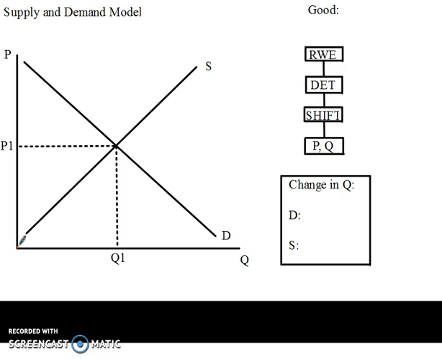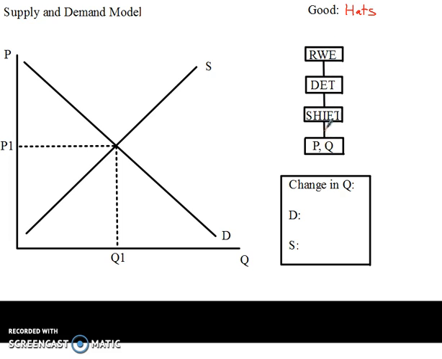I have a supply and demand model with quantity on the horizontal axis, price on the vertical axis. Here's my downward sloping demand curve. Here's my upward sloping supply curve. I have the current equilibrium price of the good and the current equilibrium quantity of the good. And then over here, I have listed what the good is that we are going to analyze, and we are going to analyze hats. And then we're going to run our analysis through our model.